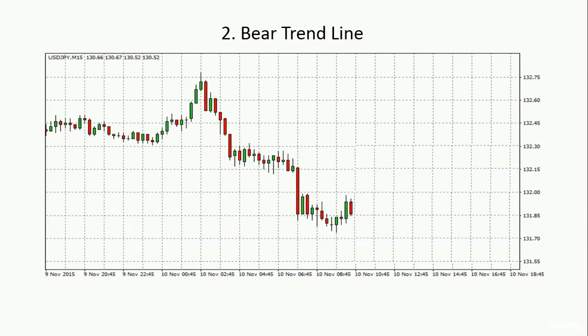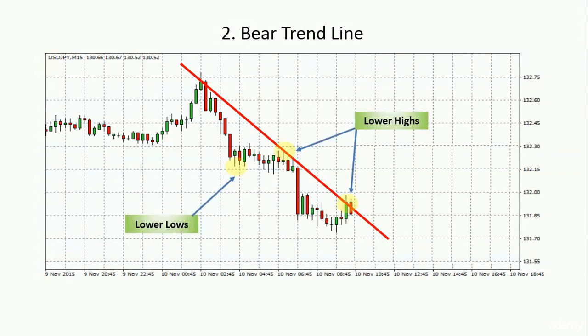On the other hand, a bear trend line is a line with negative slope drawn across the highs of a bear trend. In this downtrend, a bear trend line can be drawn across the lower highs. As you can see, a bear trend line in the downtrend is a line connecting two lower highs. A downtrend is a series of lower highs and lower lows.